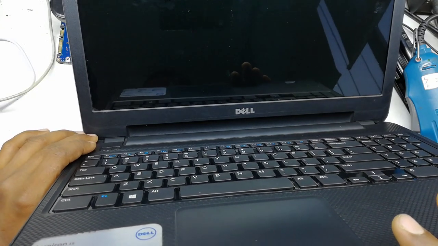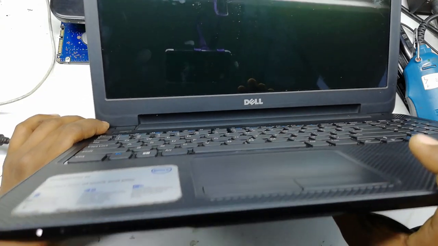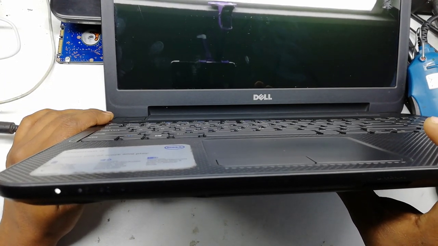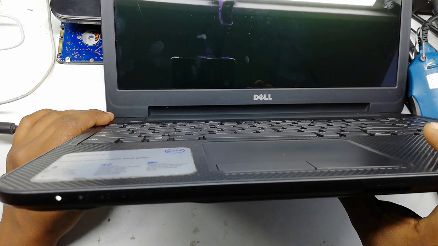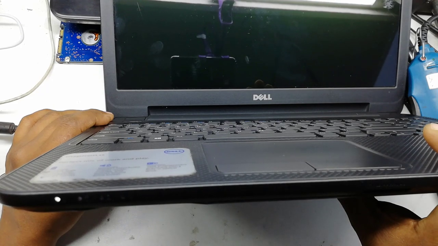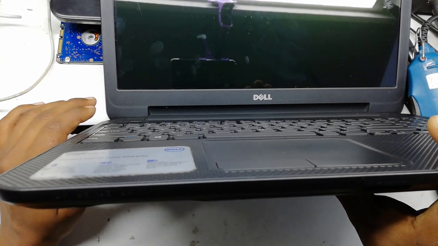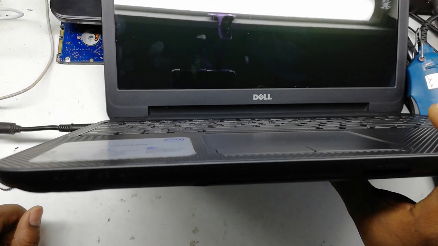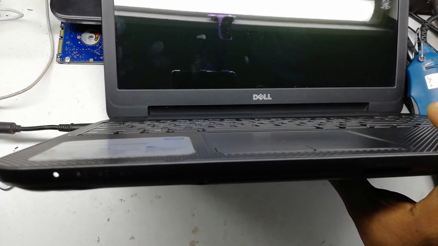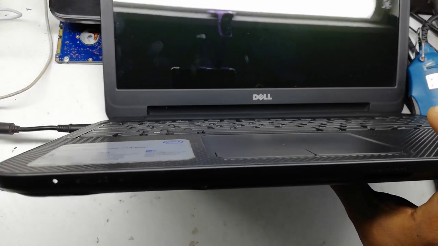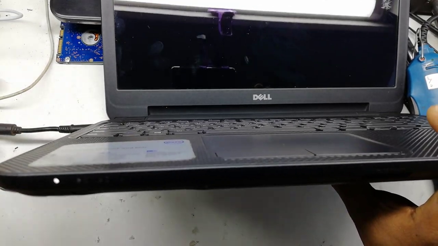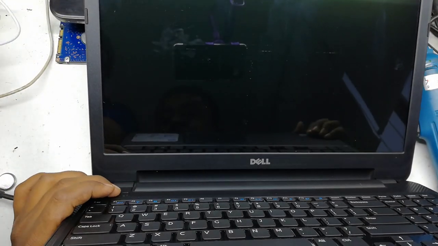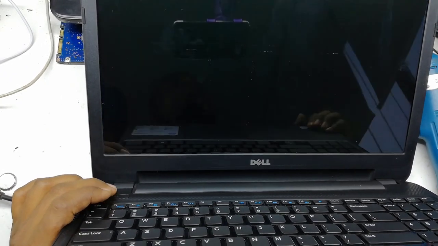If this laptop is okay, then after CMOS clear, this laptop must restart. You can see the laptop restarts and power comes and it restarts again. And restart again. In this model Dell 3521, remember this: when you do CMOS clear, don't worry, it restarts 2 or 3 times, then the display comes. You can see the display coming. Now this laptop is okay.